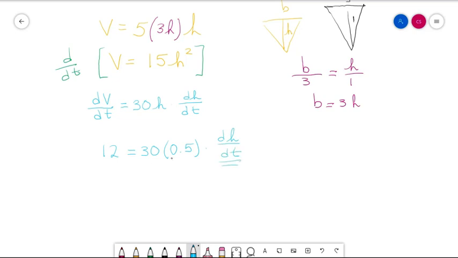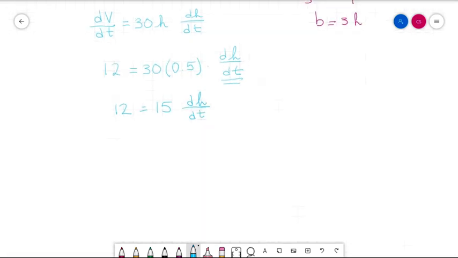So let's see. This is like 30 divided by 2. Half of 30 is 15. Let's divide both sides by 15, and we get our solution. So dh/dt is 12 over 15. You can say 4/5, you can say 0.8, all the same thing.